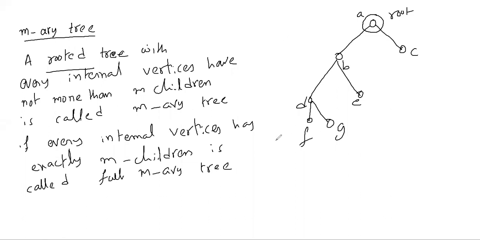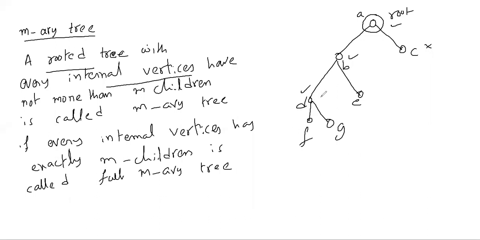Now what we are going to discuss is the m-ary tree. What is an m-ary tree? Every internal vertex has not more than m children. For example, what is an internal vertex? This also we discussed in the previous class. Internal vertices are those which have at least one child. So A is an internal vertex, B is an internal vertex, C is not internal. Why? Because it doesn't have children. D is an internal vertex, it has children.